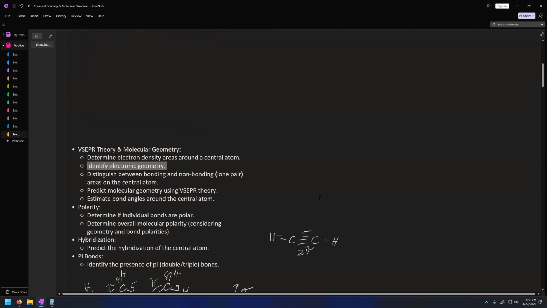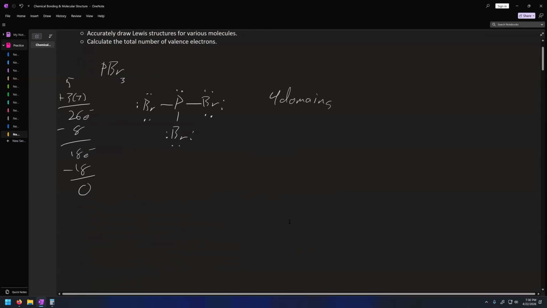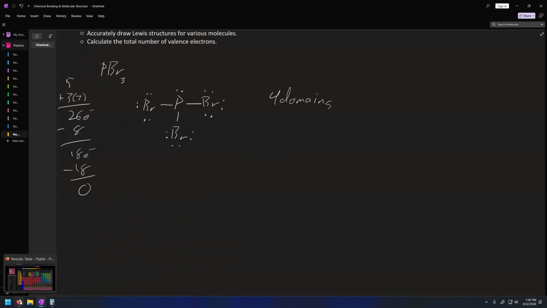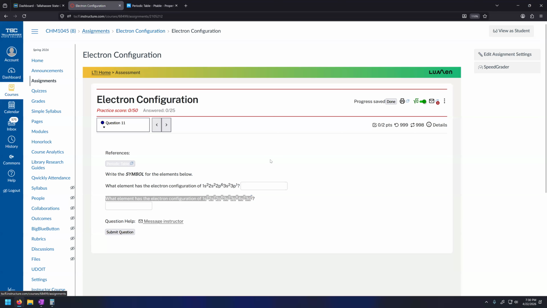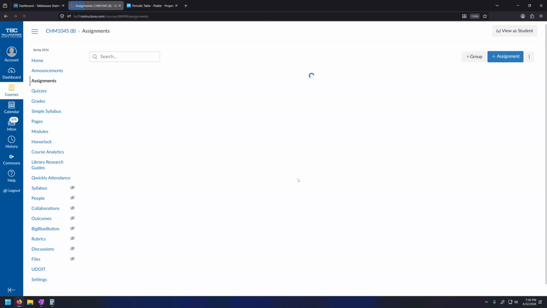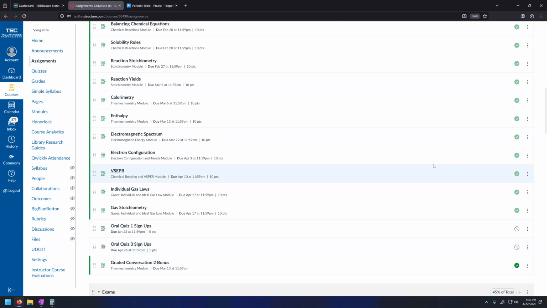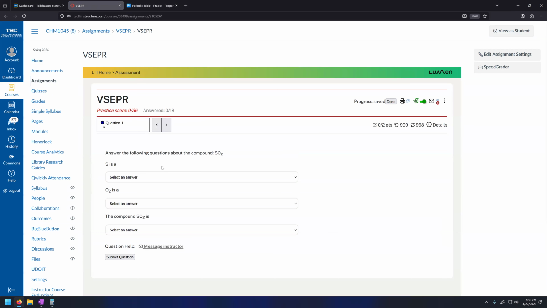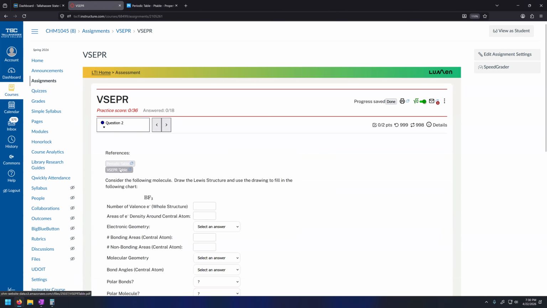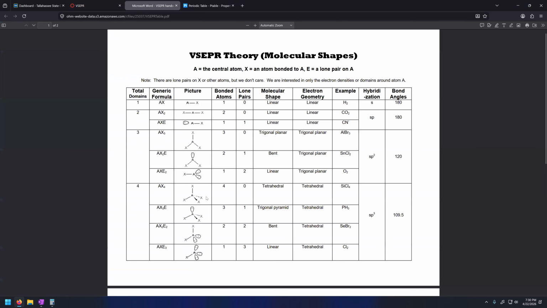Okay, let's identify the electronic geometry. To figure out the electronic geometry, you would go ahead and take a look at your VSEPR table. Let me see if I can get that pulled up so you can see the exact one you're going to get. It's the same one that was from our homework, so hopefully it looks familiar to you. There it is. Okay, so this is the one you're going to have. I'm going to navigate to the region where I saw that I had 4 domains.